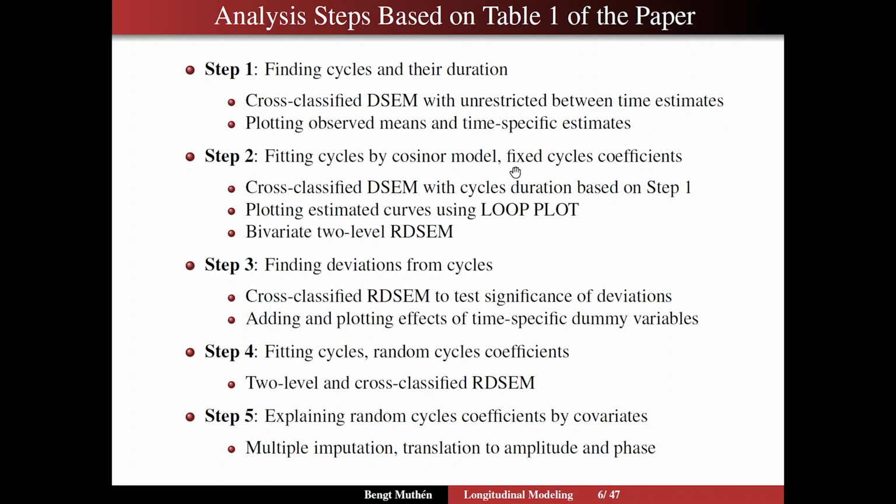And we're going to start step 2 with using fixed cycles coefficients. I'm not a fan of starting off with random effects right away, but I'll try to learn first about the model using fixed coefficients. So that's what I'll show you. And we're going to take a look at cross-classified DSEM again, like in step 1, but now with certain cycles imposed based on the step 1 features that we saw in the plots. And I'm going to show how to plot these estimated curves using the loop plot features of Mplus plotting.